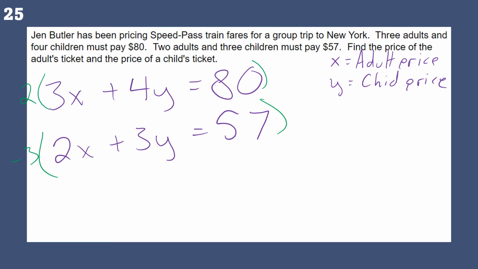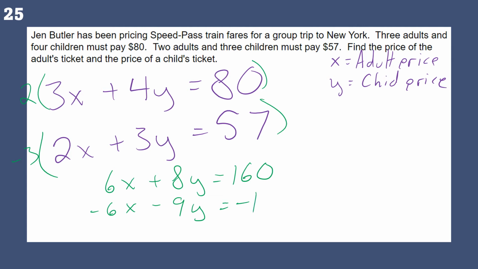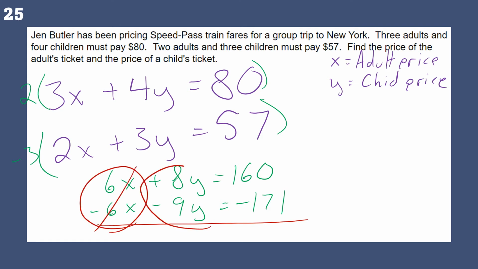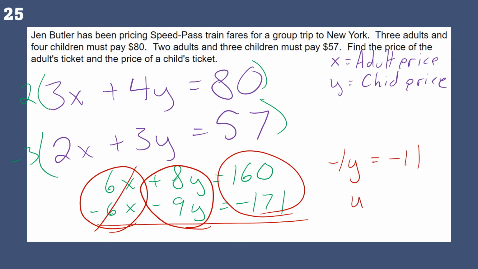If I do that, I'm going to rewrite my equation as 6x plus 8y equals 160. I just multiplied the first line by 2. The second line would end up being negative 6x minus 9y equals, and negative 3 times 57 is a lot. It's negative 171. All right, from this point, you can look at it and say, well, now that we have these together, we can cancel them out. These cancel out, but these, when we add them together, 8y minus 9y is negative 1y. These, when we add them together, is negative 11. So guess what? Y equals 11. And so just like that, we have the y value.